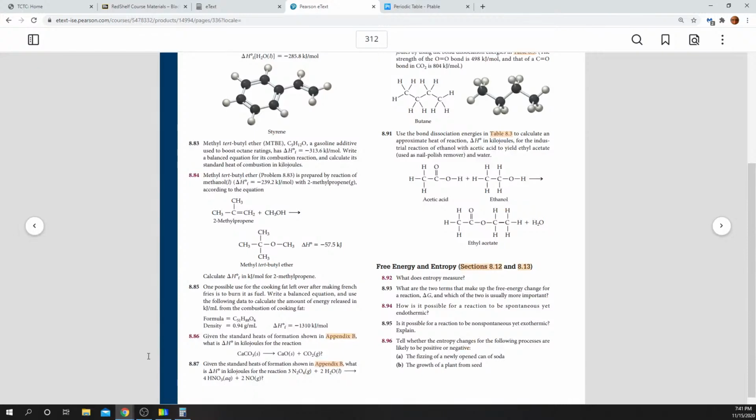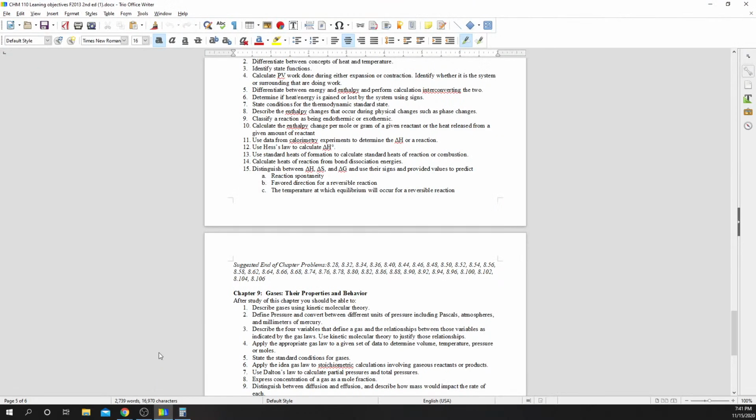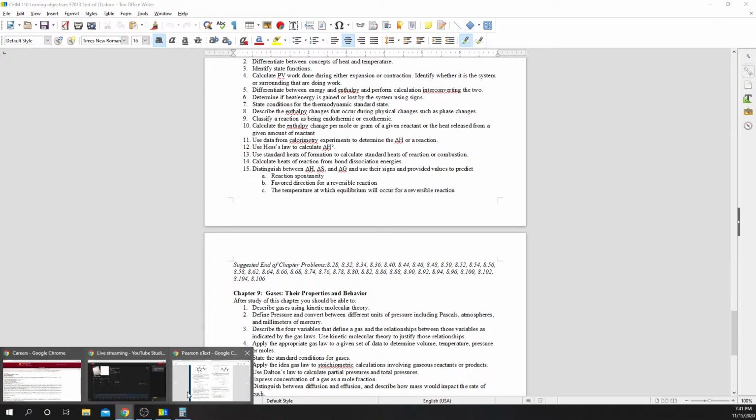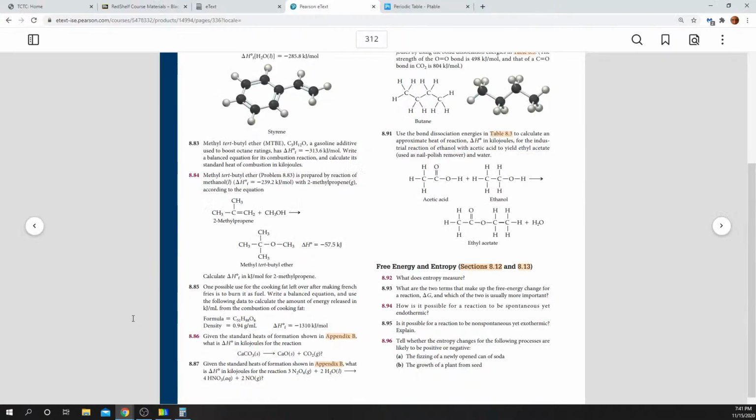All right, 90. I think it was 94, 96, yeah. How is it possible for a reaction to be non-spontaneous, yet exothermic? Nope, that's 95. How is it possible for a reaction to be spontaneous, yet endothermic? Yeah, endothermic reactions do tend toward non-spontaneity. However, if there is an increase in entropy, then it can be spontaneous, particularly at high temperatures.